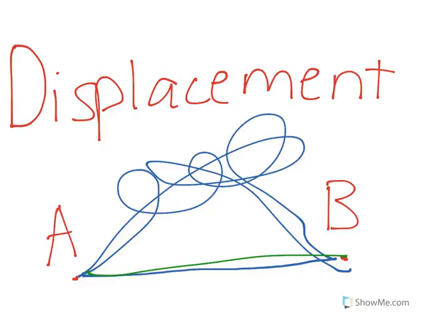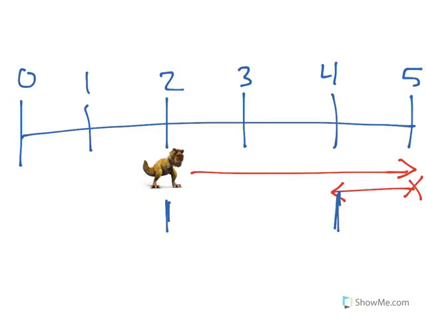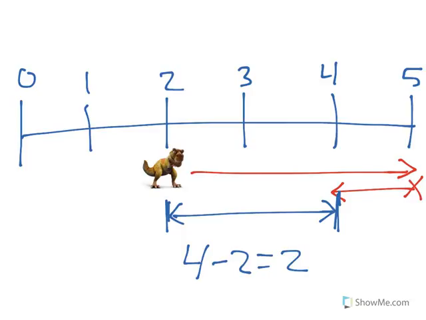Calculating displacement is even easier than calculating distance. If our T-Rex moves from position 2 to position 5 and back to position 4 again, if we're calculating displacement, we don't even have to worry about the time he spends at position 5, since we only need to know his initial point, 2, and his final point, 4, and calculate the length of the shortest path between them. To calculate the length of this path, we take his final point, 4, and subtract from it his initial point, 2, and we get a displacement of 2 units.